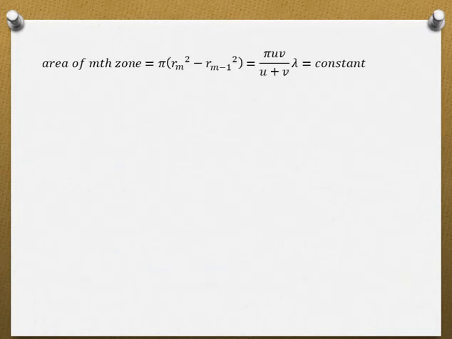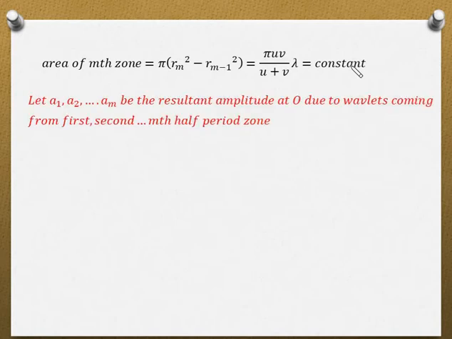Now we know the radius, then we can easily calculate the area of the mth zone. So the area of the mth zone is the annular area between the (m minus 1)th and mth circle. So it will be pi times RM square minus (RM minus 1) whole square. Just substitute this value and you will find it is a constant. That means the area of each zone is constant.